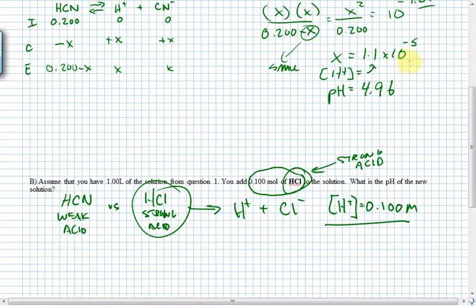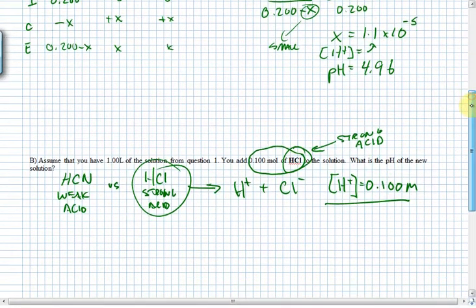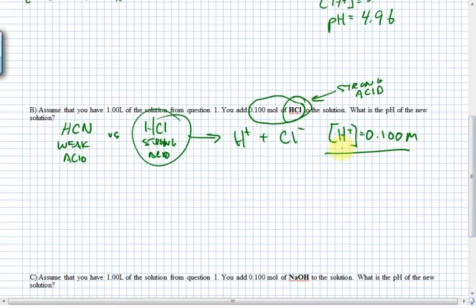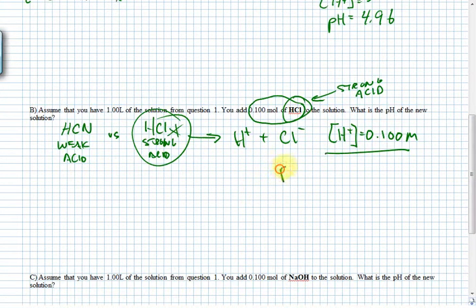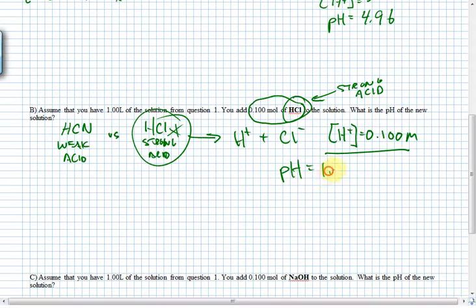Wow. 10,000 times more acid from the HCl than from the HCN. Okay, so there's no doubt that the HCl wins the game here, and therefore my concentration of the H plus comes totally from the strong acid, and my pH therefore is 1.0.